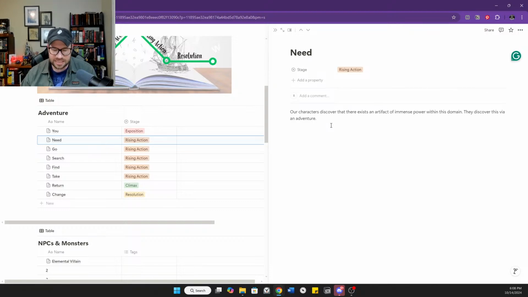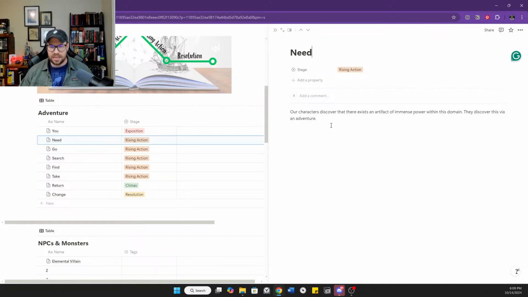I've been thinking about the need, right? Because the idea of the need is pretty simple. Our characters have to discover that there exists this artifact of immense power that they're going to need if they're going to escape this domain of dread. And the question is, how do they figure that out? So that's what we need to figure out.